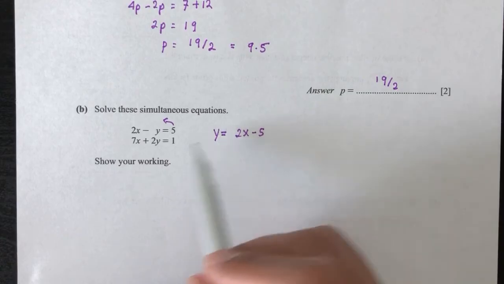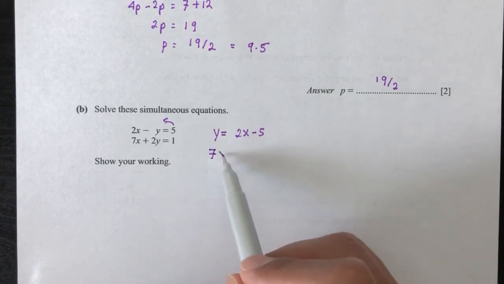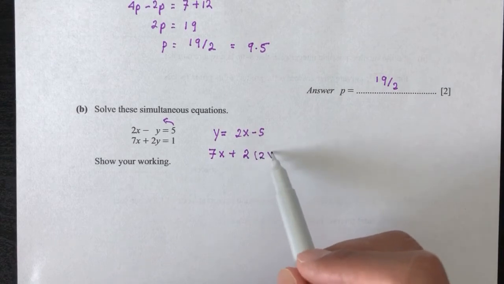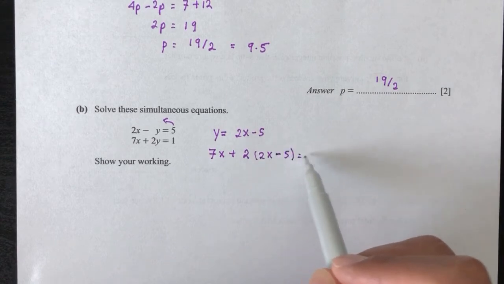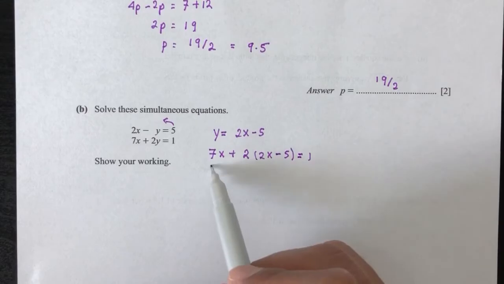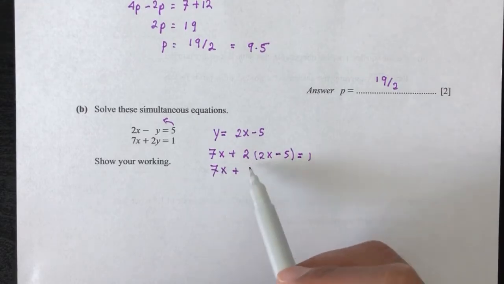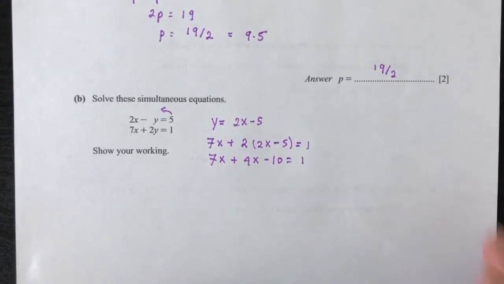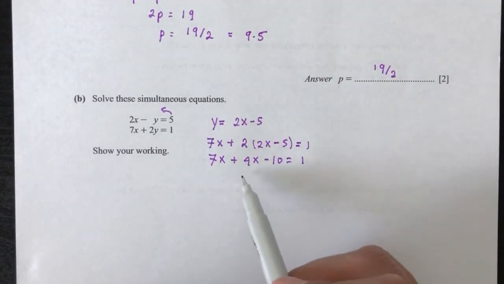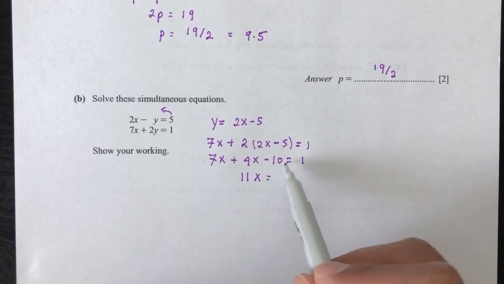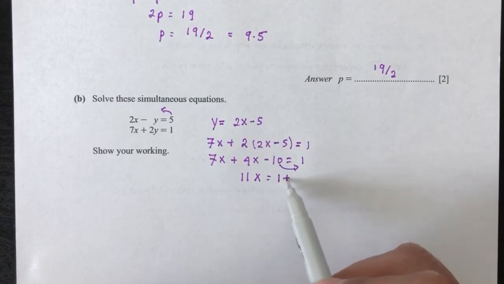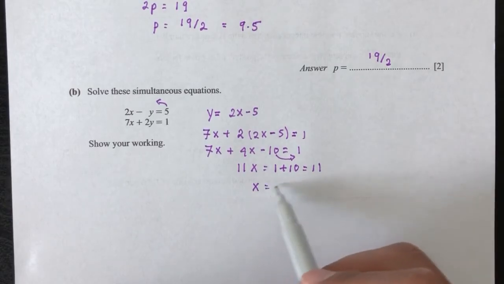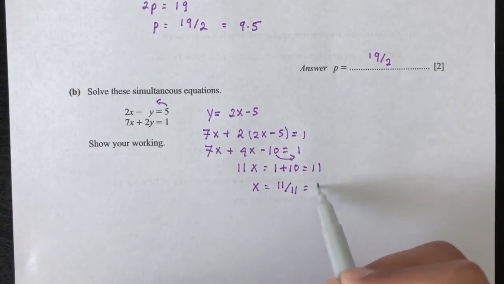Now we replace y in this second equation. That will be 7x plus 2y. y is equal to this. So now it is easy. We just have to expand and simplify. So 7x plus 4x minus 10 equals 1. So 7x plus 4x, that will be 11x. And over here, 1 plus 10, that will be 11. So x will be 11 divided by 11, that will be 1.